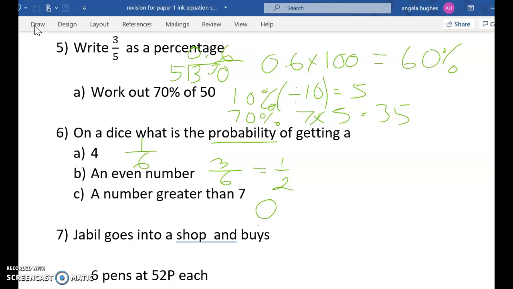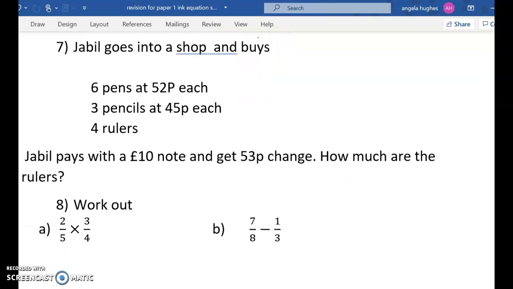Okay, good. Right, moving on to the more difficult questions, which are worth more marks here. Right, Jabil goes into a shop and buys 6 pens at 52p each, 3 pencils at 45p each, and 4 rulers, but we don't know the cost. Jabil pays with a £10 note and gets 53p change. How much are the rulers?